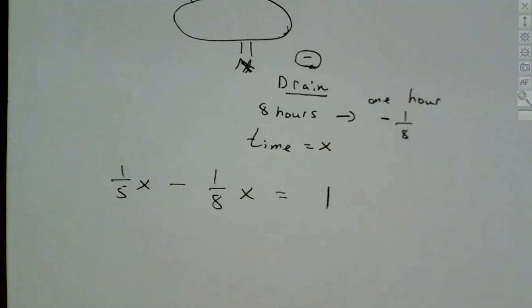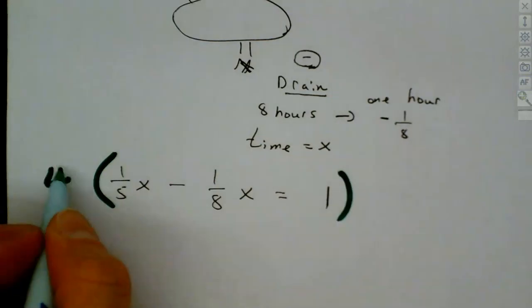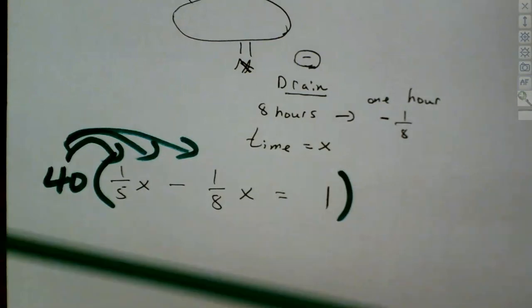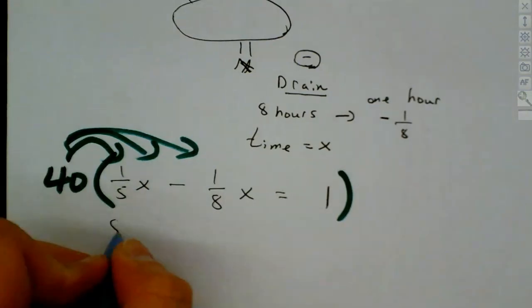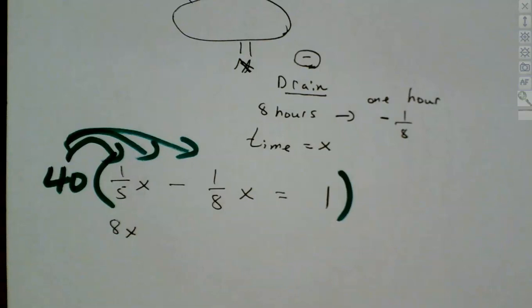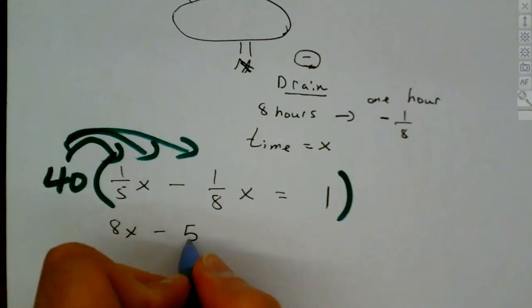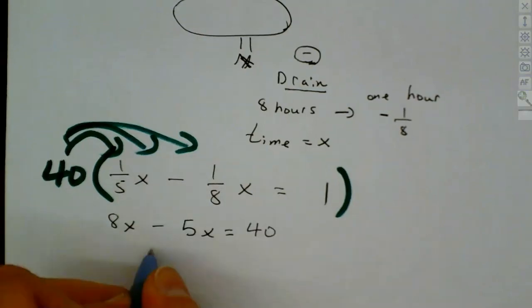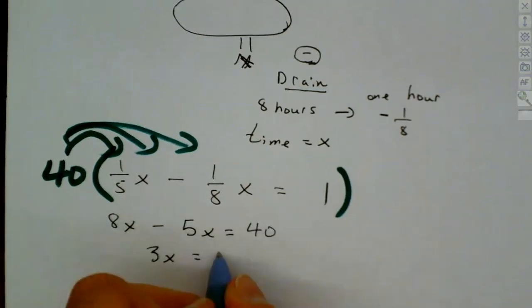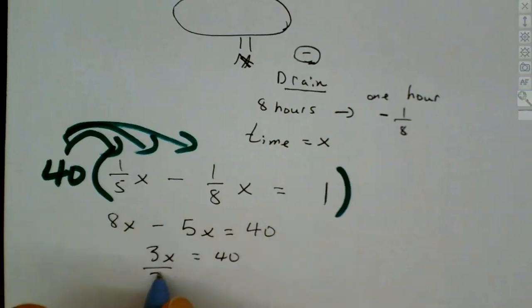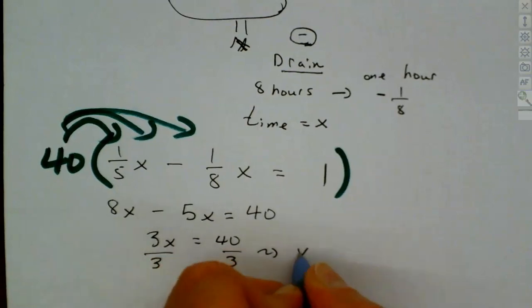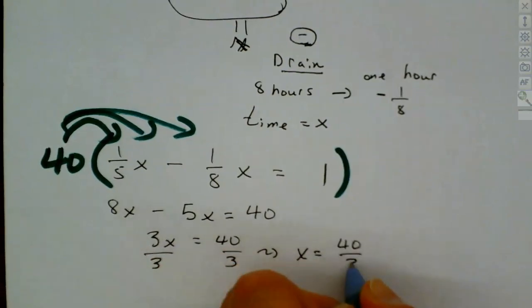Now we can finish it. So we'll clear our fractions by multiplying everything by 40. So 40 divided by 5, that makes it an 8x. 40 divided by 8, okay, that's a 5x there. And 40 times 1, that's a 40. Combine them together, and that's 3x equals 40. Divide by our 3, and our answer should be x equals 40 over 3.